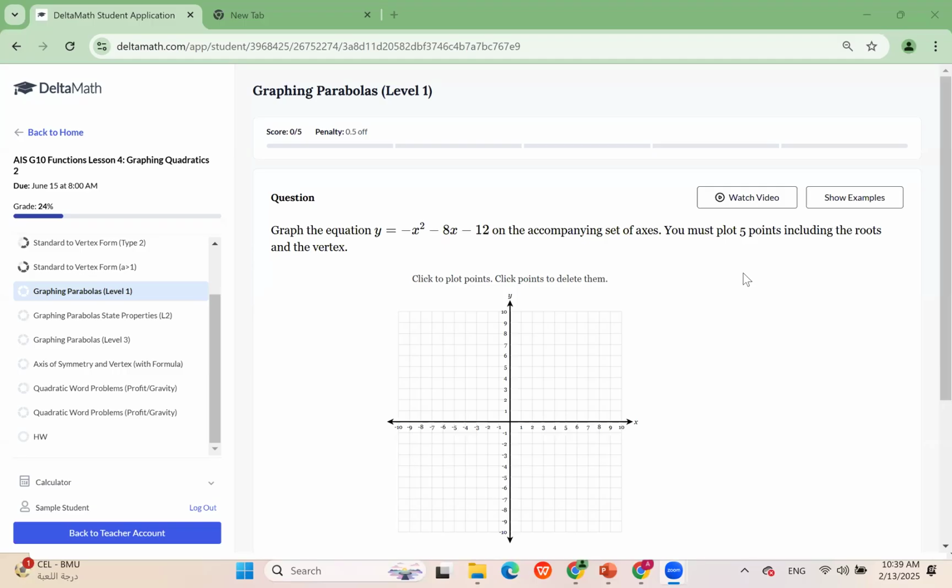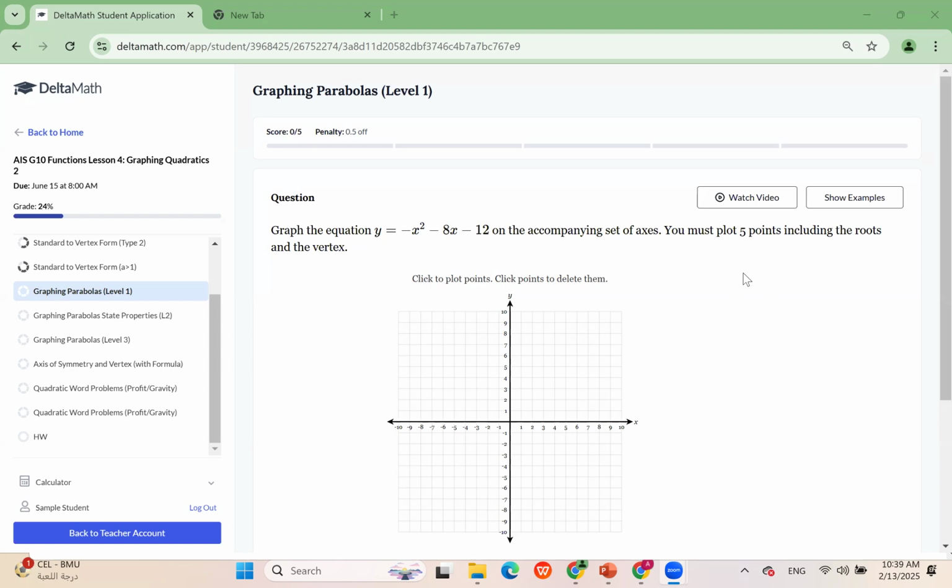Hello and welcome to this video in which we shall be discussing graphing parabolas level 1. Graph the equation y equals minus x squared minus 8x minus 12 on the accompanying set of axes. You must plot 5 points, including the roots and the vertex.